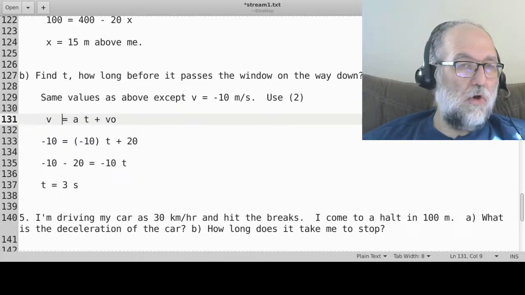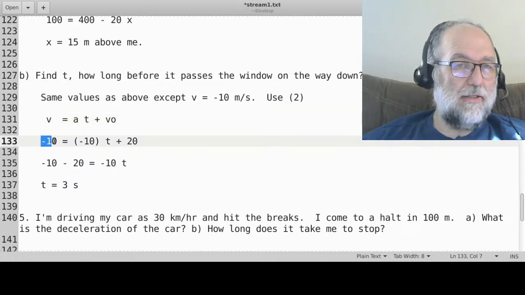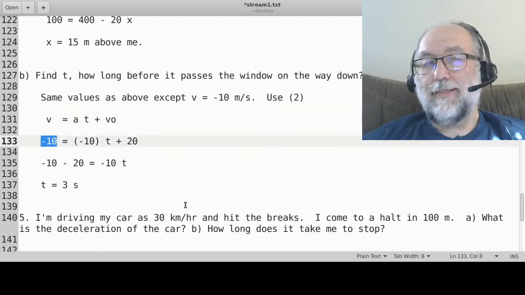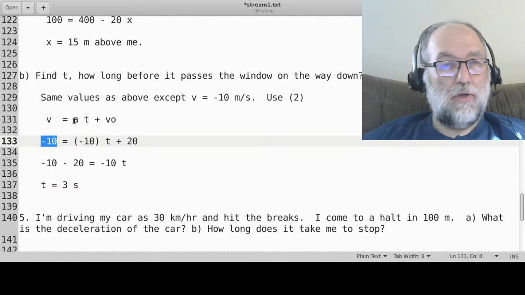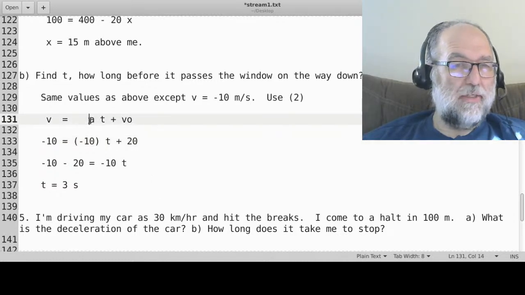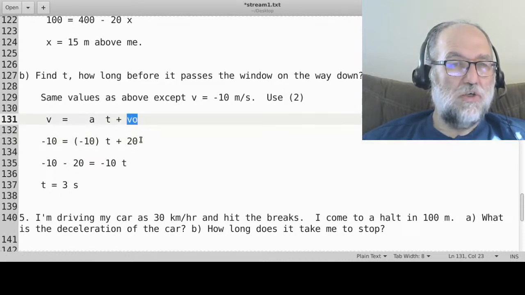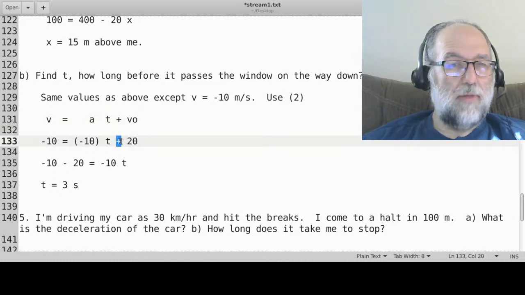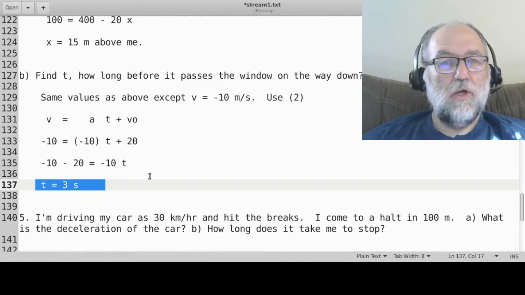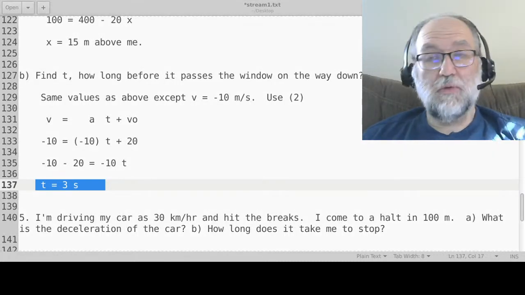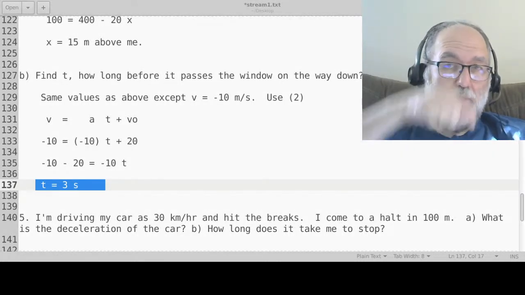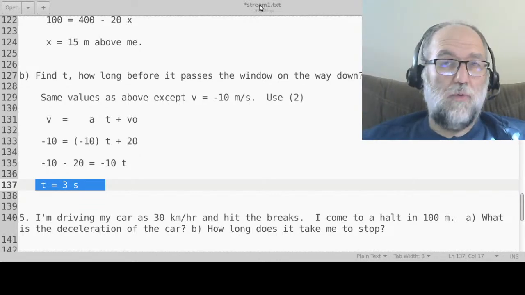Here we go. So the final velocity, v, is negative 10. It's moving 10 meters per second down when it passes by the window. The acceleration due to gravity is still negative 10 meters per second squared. And the time is unknown. And the initial velocity is 20 up, positive. So just solve for that and it gives you 3 seconds. So basically, it takes 3 seconds from when I throw it until it starts to come down and passes that window on the way down.